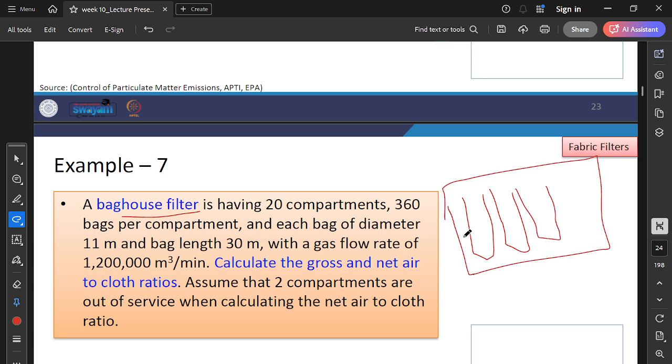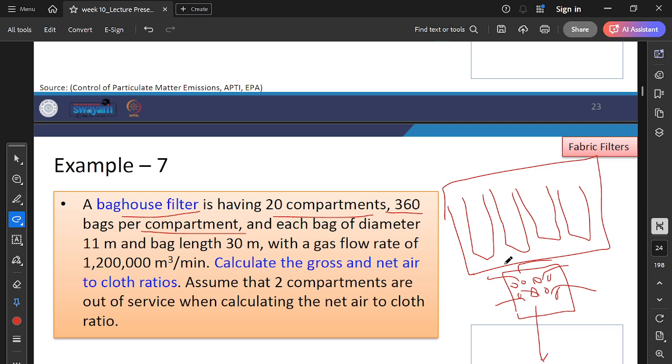If it's a baghouse filter, 20 compartments are there, then 20 filter bags are there. If you see from the top, it will be like 5 into 4 or 4 into 5, arranged fully. And it's like a series, sorry, parallel. Air will go in and air will come out. So 20 compartments, each compartment 360 bags per compartment. Think about how many bags will be there. If you see industrial scale filter bags, like Venturi scrubbers, it will be very big. Don't think of it like a small bag.